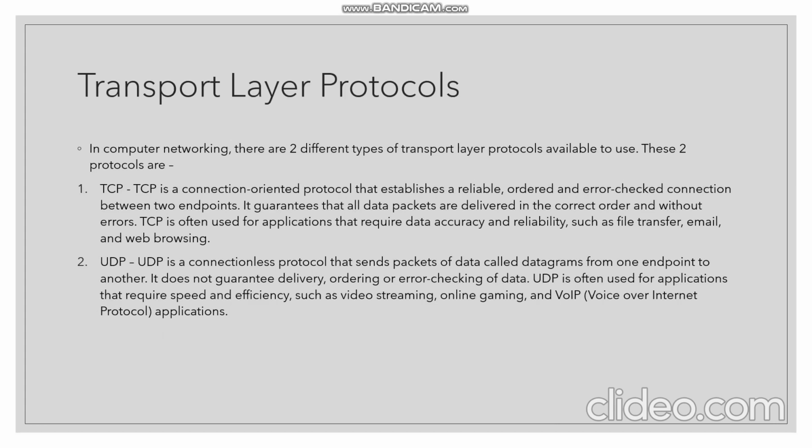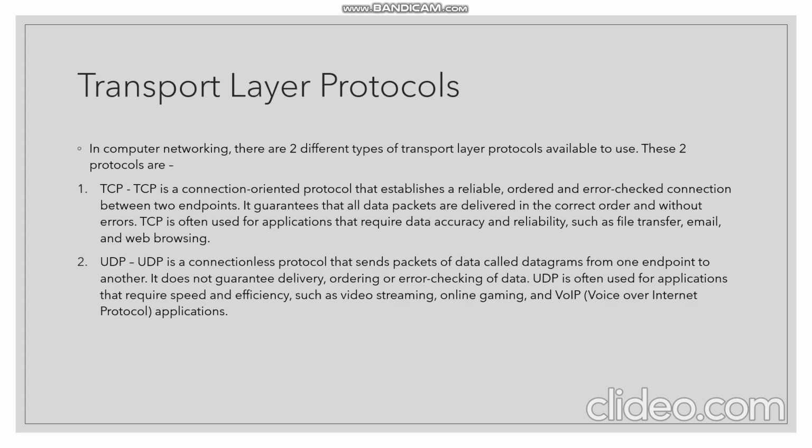When we talk about transport layer protocols, there are basically two different types available to use. These are TCP, which is Transmission Control Protocol. It is a connection-oriented protocol that establishes a reliable, ordered, and error-checked connection between two endpoints. It guarantees that all data packets are delivered in the correct order and without errors. TCP is often used for applications that require data accuracy and reliability, such as file transfer, email, and web browsing.